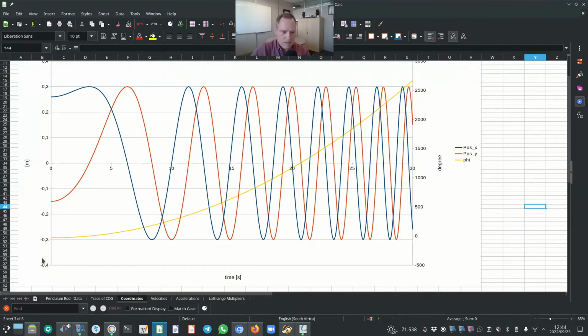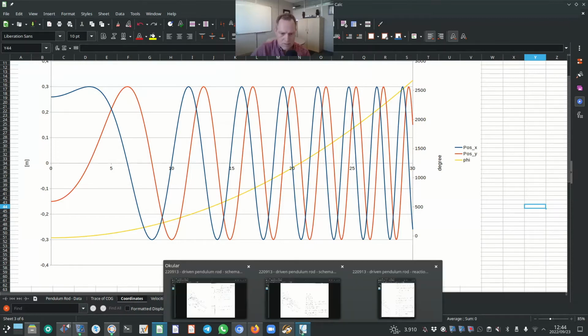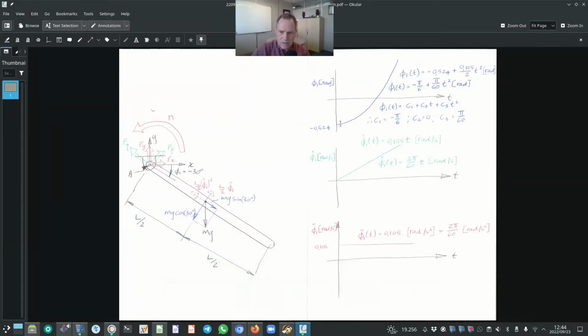In terms of the orientation angle, it's not clearly visible, but we start at minus 30 degrees, and then it increases at a quadratic rate over time all the way to more than 2,500 degrees. So this corresponds exactly to our behavior over here. This is now in radians. It starts at minus 0,524 and it increases quadratically as time goes by.